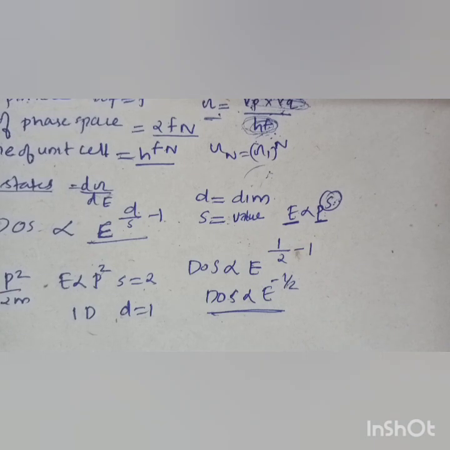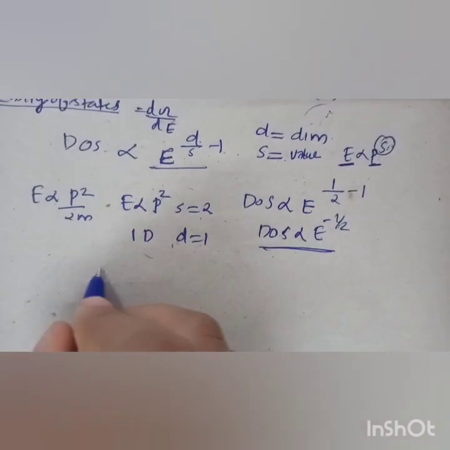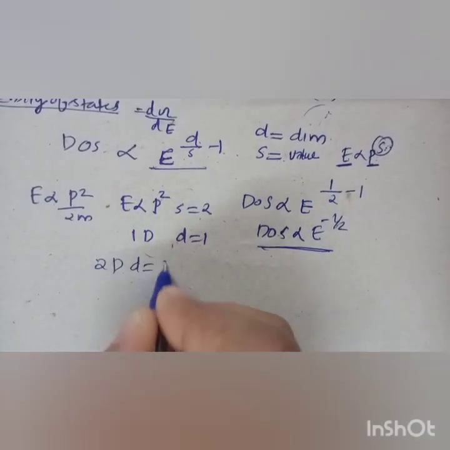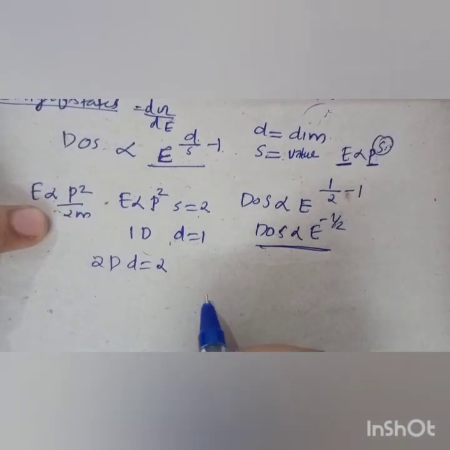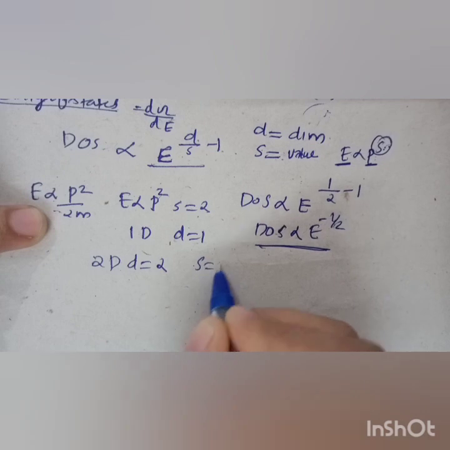So from that you can also substitute two-dimensional, d equal to 2, and for the relativistic case E is directly proportional to p square by 2m, so s is equal to 2.